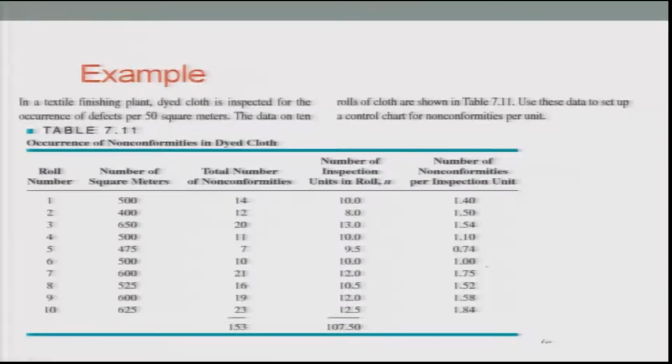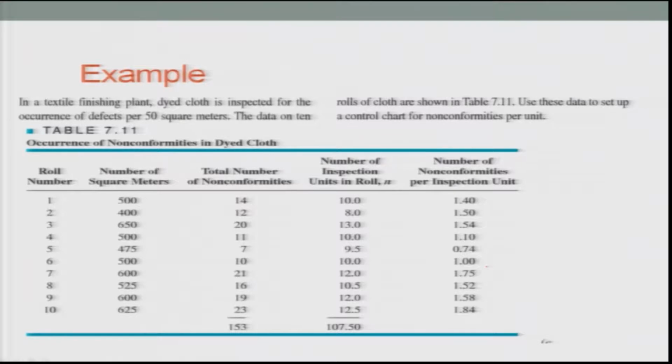So, let us consider an example. Here in a textile finishing plant, dyed cloth is inspected for the occurrence of defects per 50 square meters. The data on 10 rolls of cloth are shown. So, the rolls are numbered 1 to 10, the number of square meters is given starting from 500 to 625, and the total number of non-conformities in each roll is given.